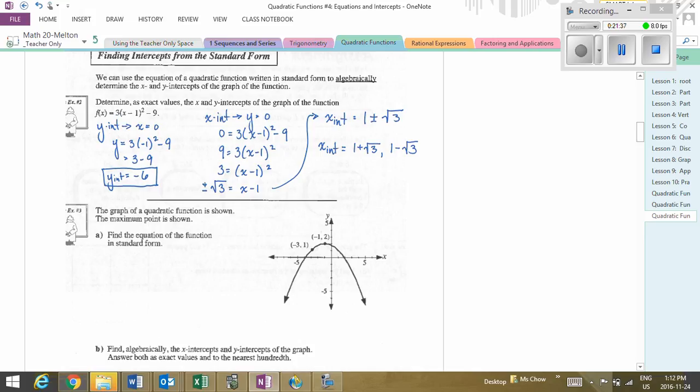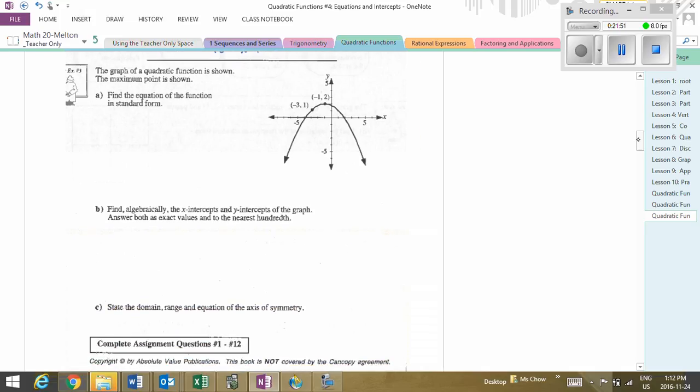Okay, so let's take a look at class example number 3. It says given the graph of a quadratic function is shown, the maximum point is shown, and so we want the equation of the function in standard form. So standard form, of course, being vertex form again. The maximum point is, of course, always going to be the vertex.